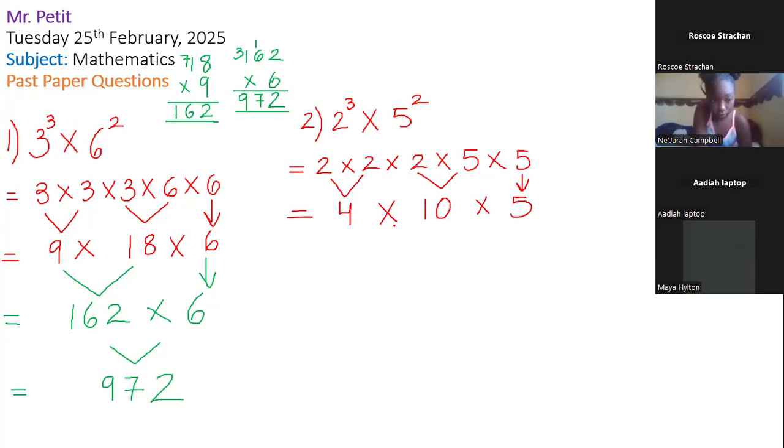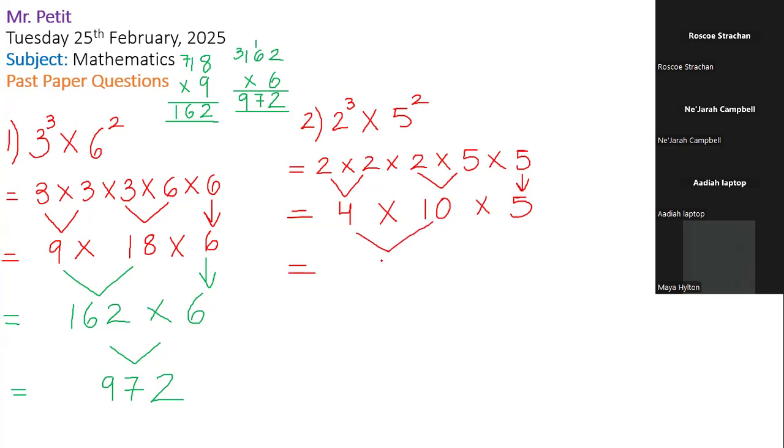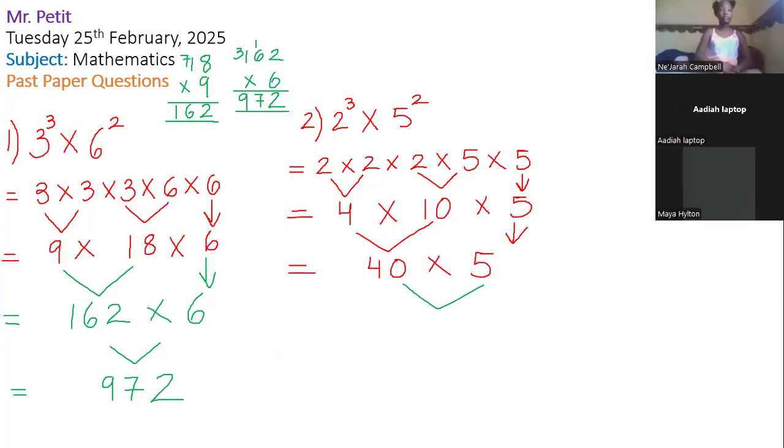Wyatt? We multiply 4 times 10 is what? 40. 40, very good. And we bring down the what? We bring down the 5. Bring down the 5, very good. And so now we have to multiply what? Multiply 40 times 5. Very good. And when we do 40 times 5, what is that? We get 200.